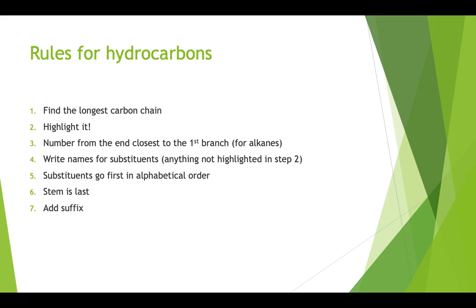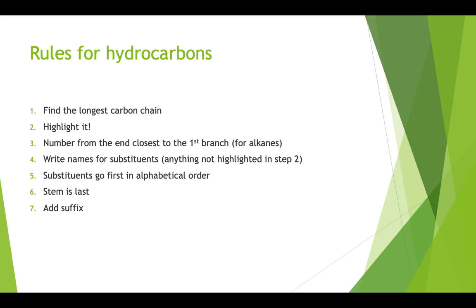So, rules for hydrocarbons. You want to find the longest carbon chain. Then you're going to want to highlight that longest chain. And I really recommend a highlighter for this. You could circle in a color of ink, but I would suggest a highlighter. Then you're going to number from the end closest to the first branch, and this is specifically for alkanes. As we get higher up, we'll have more rules for different complexities, different other groups that are attached. And you want to write the names for the substituents, and substituents are things that you did not highlight in step 2.